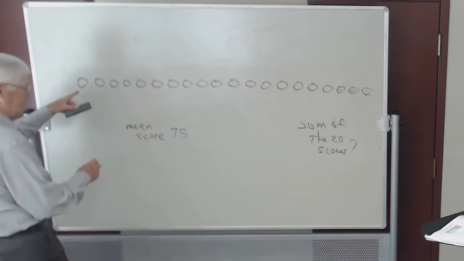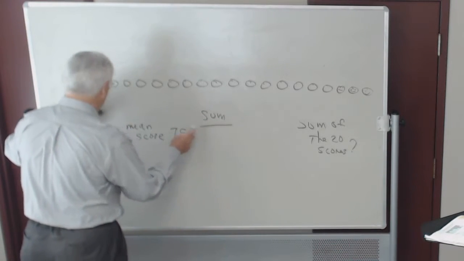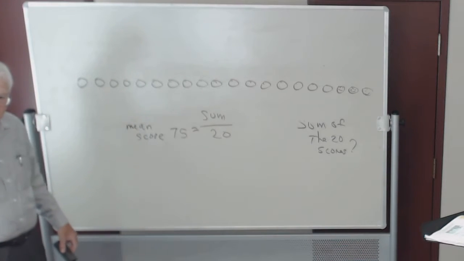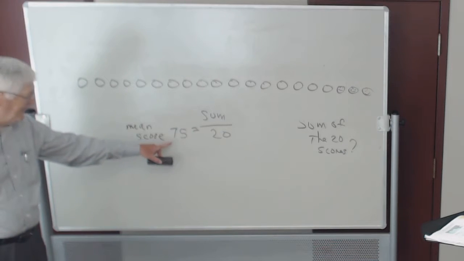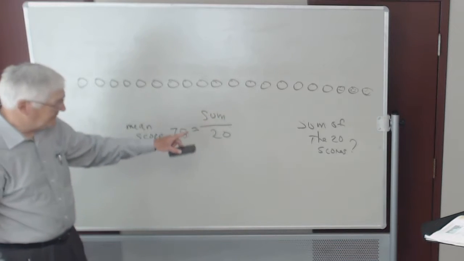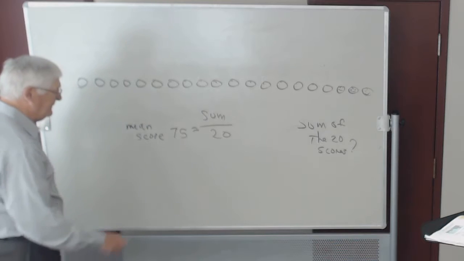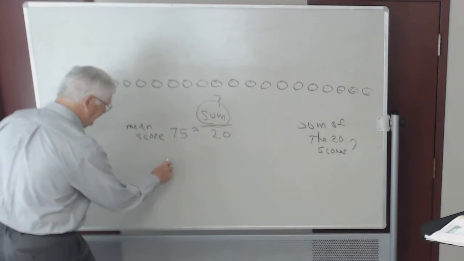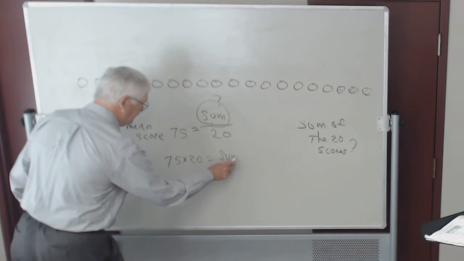Well, the sum of the 20 scores divided by 20, wouldn't that equal 75? Isn't that how I find the mean score? I add all the scores together. So the sum of the scores divided by 20 is 75. So how would I find that? Would that be 75 times 20 would equal the sum of the scores.